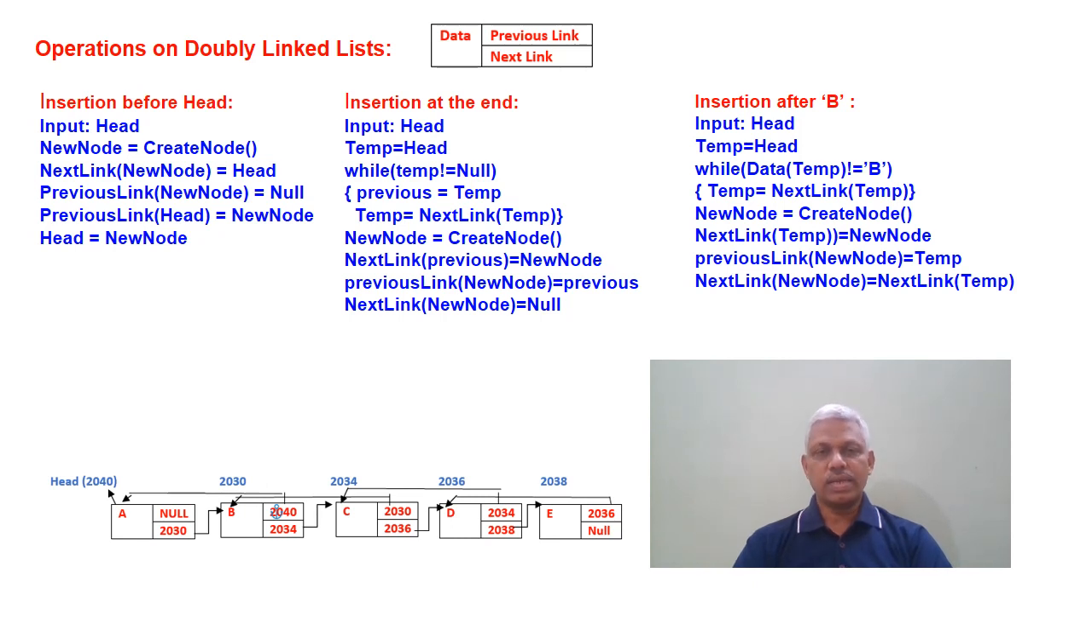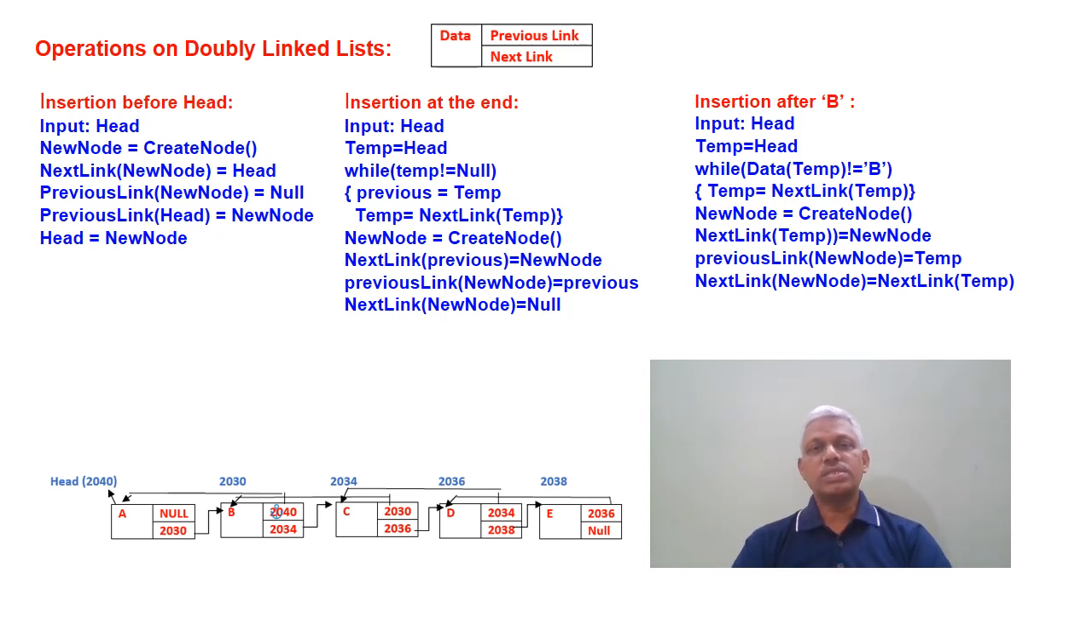Now once we reach the last node, we need to create a new node here. So new node is equal to create node, and once the new node is created, that should be appended as the last node. For that, the last node is stored in previous. So next link of previous shall be this new node, and previous link of new node shall be previous, and next link of new node shall be null. That is insertion at the end.